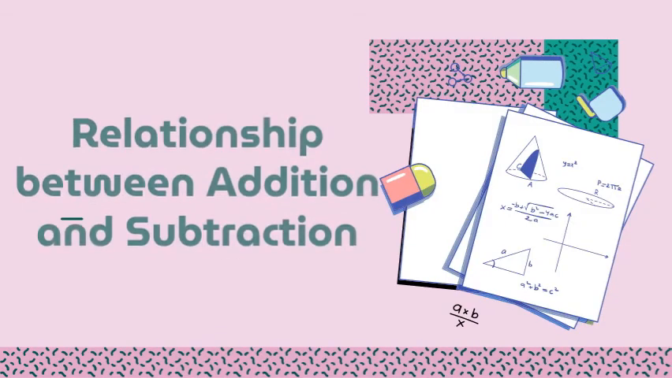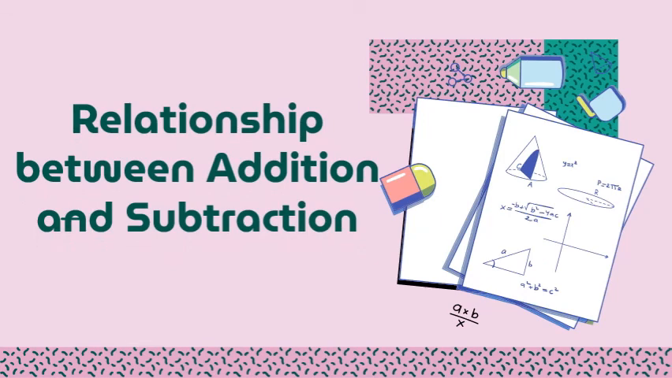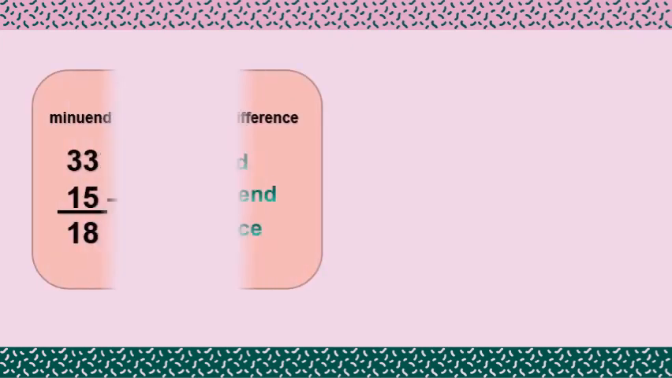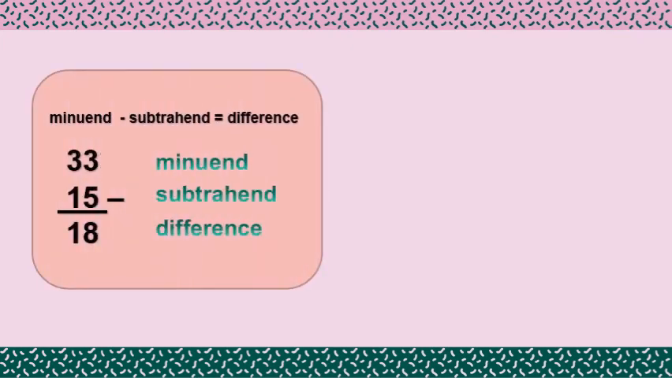And our last lesson for today is about the relationship between addition and subtraction. This is how we do the simple subtraction. Minuend minus subtrahend is equal to difference. For example, 33 minus 15 is equal to 18. 33 is the minuend, 15 is the subtrahend, and 18 is the difference.